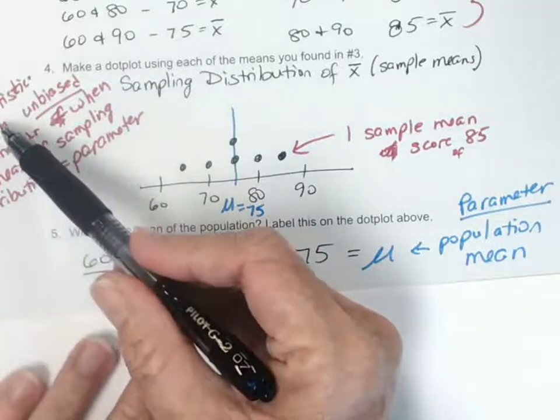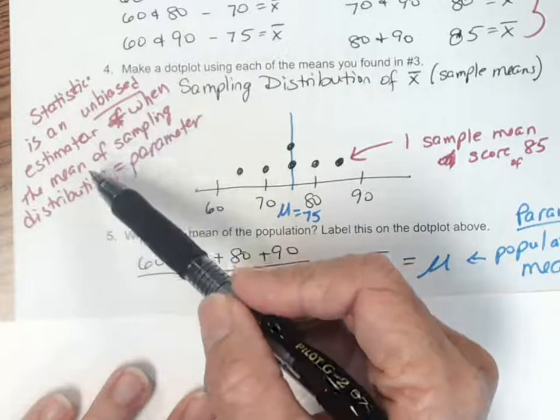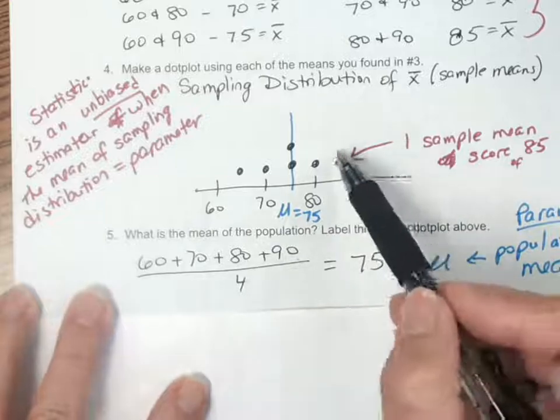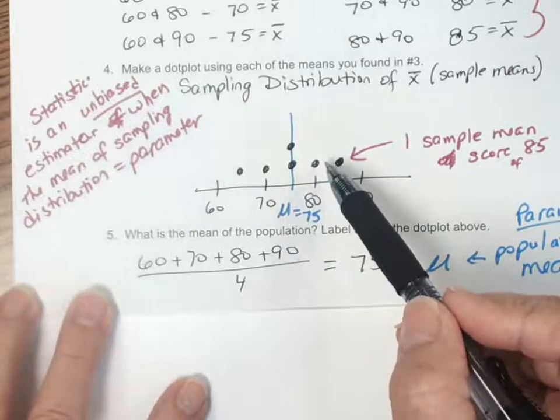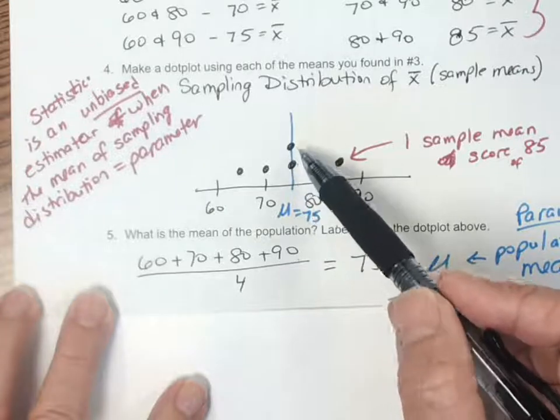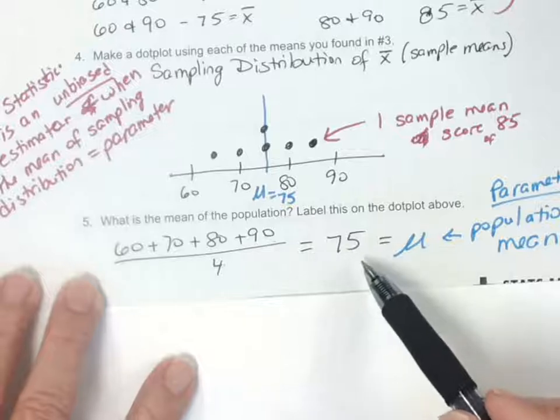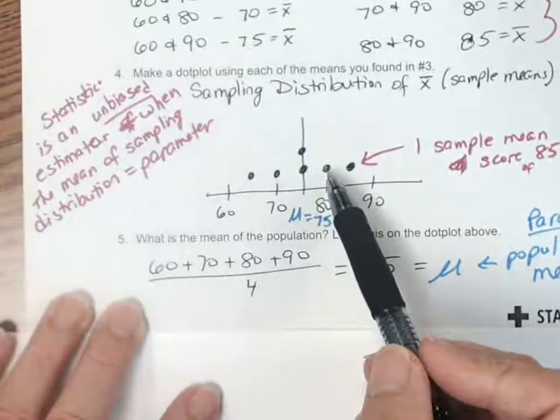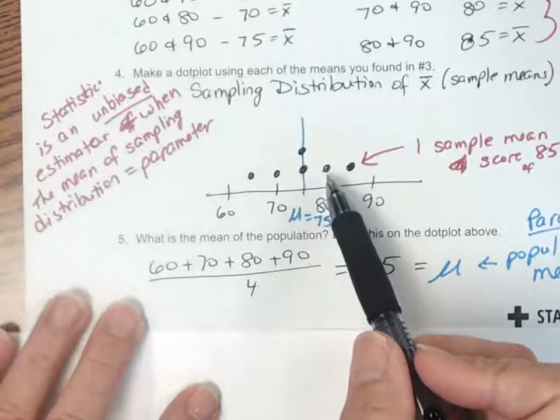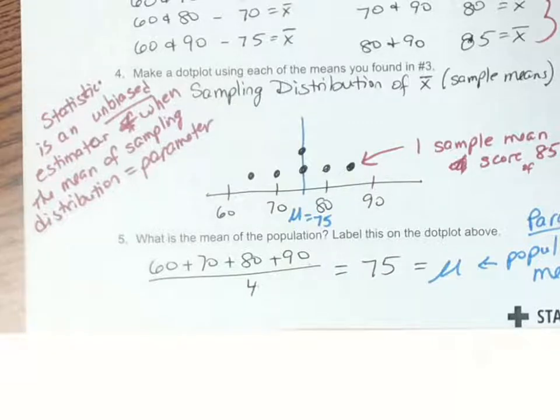So our statistic is an unbiased estimator when the mean of the sampling distribution equals the parameter. So the mean of this sampling distribution was 75. That's right. That was where our peak was. And my population mean I just calculated was 75. So this tells me that my statistic here is a good estimator of my population because they fall at the same spot.